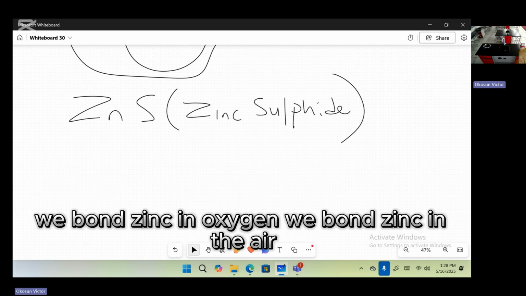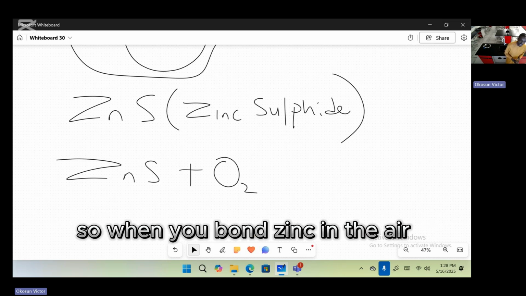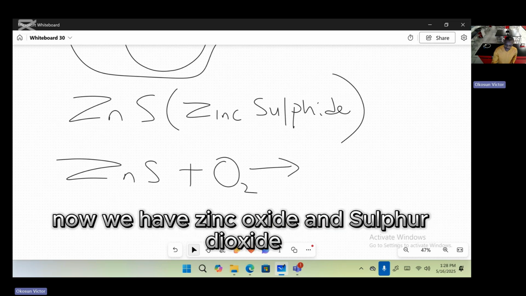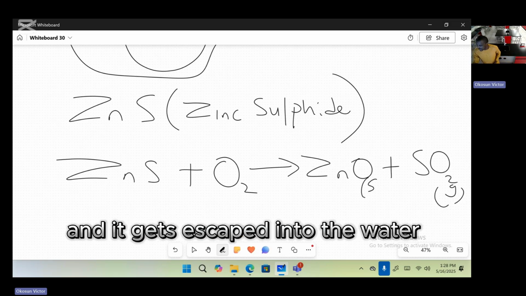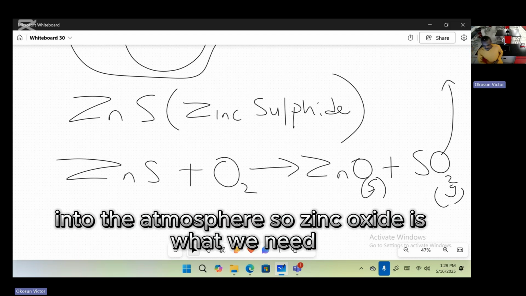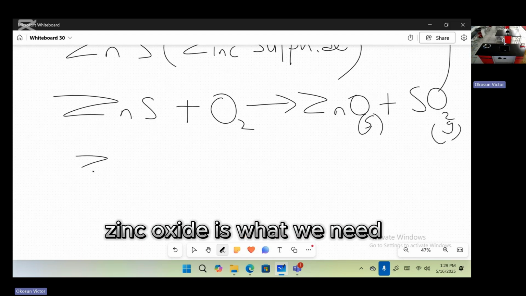So what do we do? We burn zinc sulfide in oxygen. We burn it in the air. When you burn it in the air, this is the equation. Now we have zinc oxide and sulfur dioxide. Sulfur dioxide is a gas and it escapes into the atmosphere. So zinc oxide is what we need.